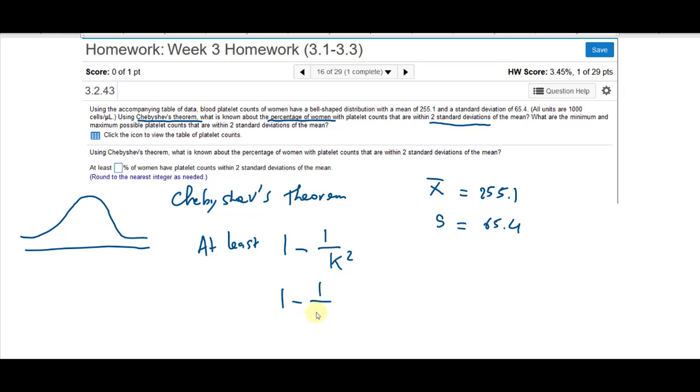So 1 minus 1 over 2 squared, and that gives me 1 minus 1 over 4, which is 0.75. If you convert it back to a percentage, you move the decimal 2 places to the right, and that would be 75%. So we have at least 75% of the women that have blood counts within 2 standard deviations of the mean.